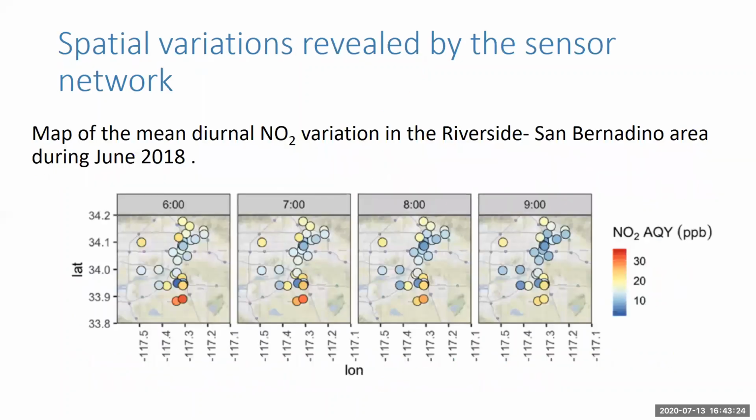Finally, if your sensor network is validated, you can begin to reveal the spatial variability of pollutant concentrations. And this shows some maps showing the mean diurnal NO2 variation in the Riverside San Bernardino area during July 2018. And it does reveal the inhomogeneity of NO2 over small spatial distances.